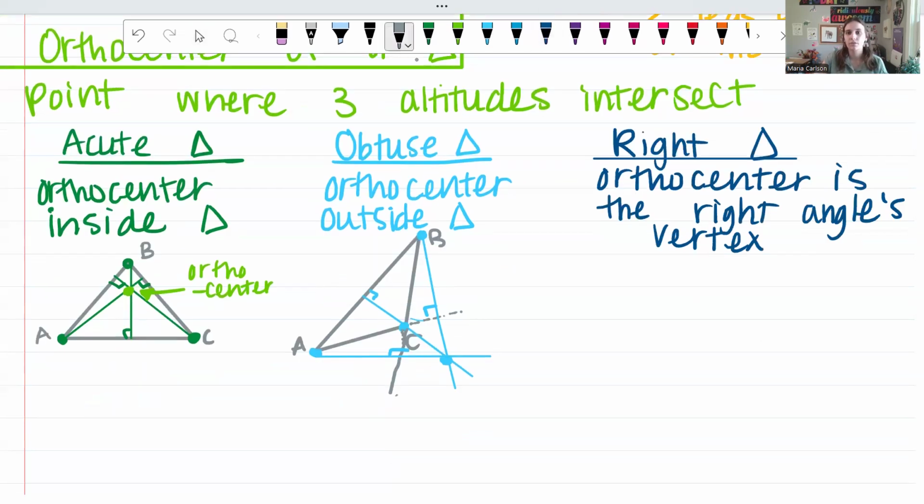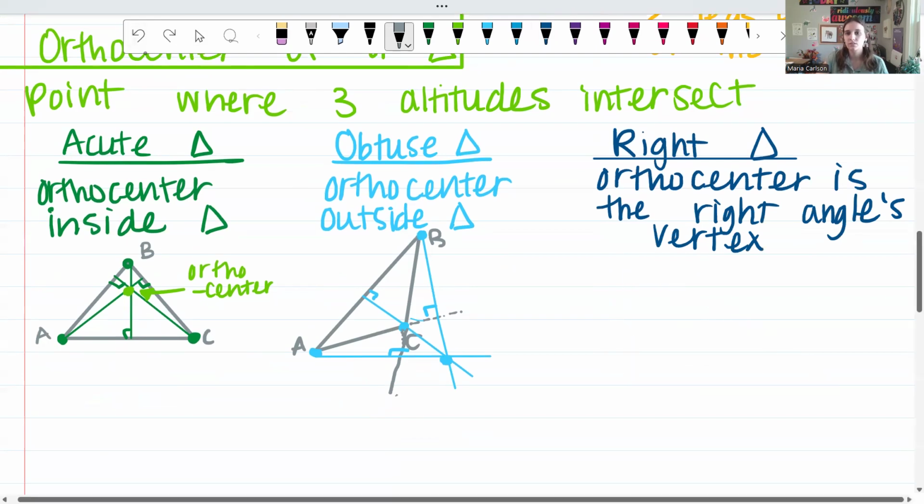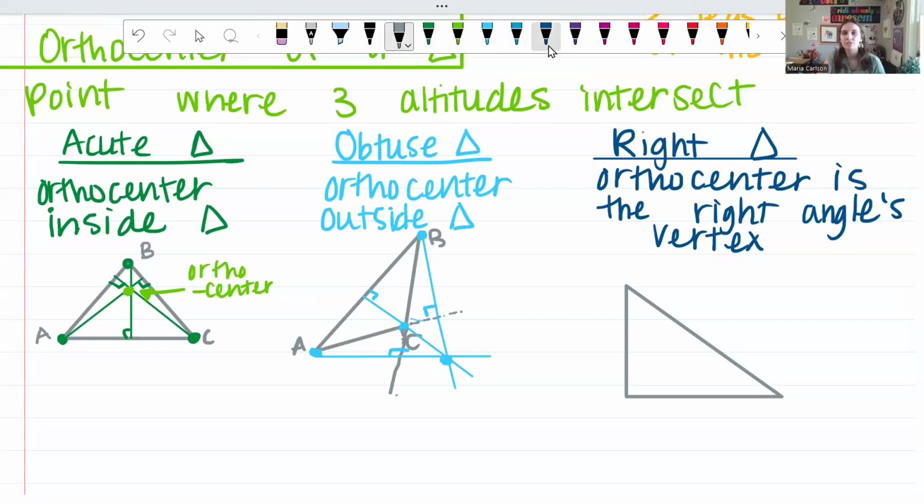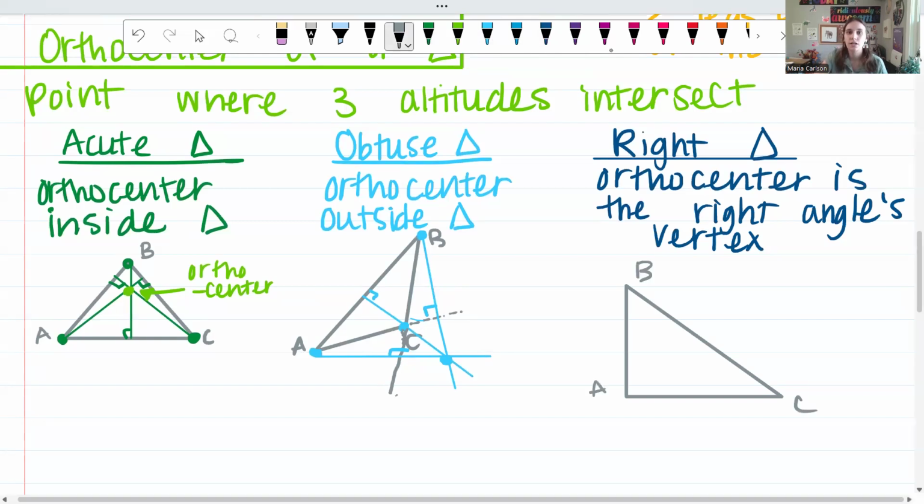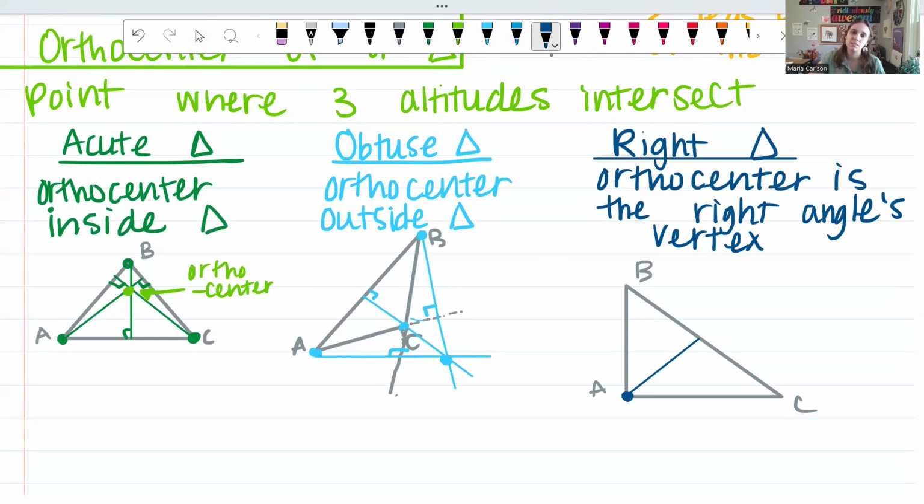So let's draw a right triangle here. Or not. That's fine too. Why is it not doing the thing? Okay, so I'm going to find the altitudes, and I did not name this. A, B, C. First altitude I will find is from A to BC. So perpendicular from A to BC would be something like this probably.